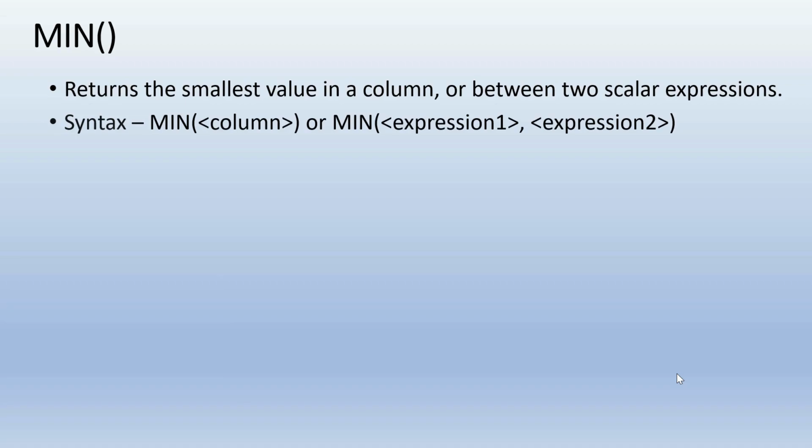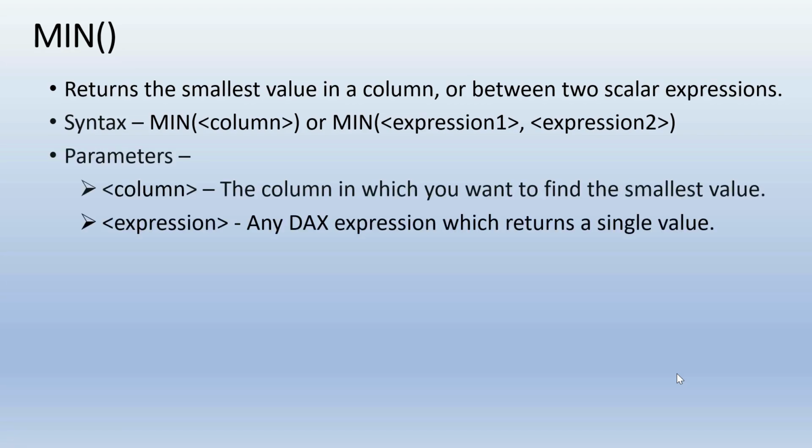So the syntax is min, and as a parameter we have a column, or inside the min function we can have two parameters as expressions. The column is the column in which we want to find the smallest value, and the expression returns a single value, and it returns the smallest value as the result.